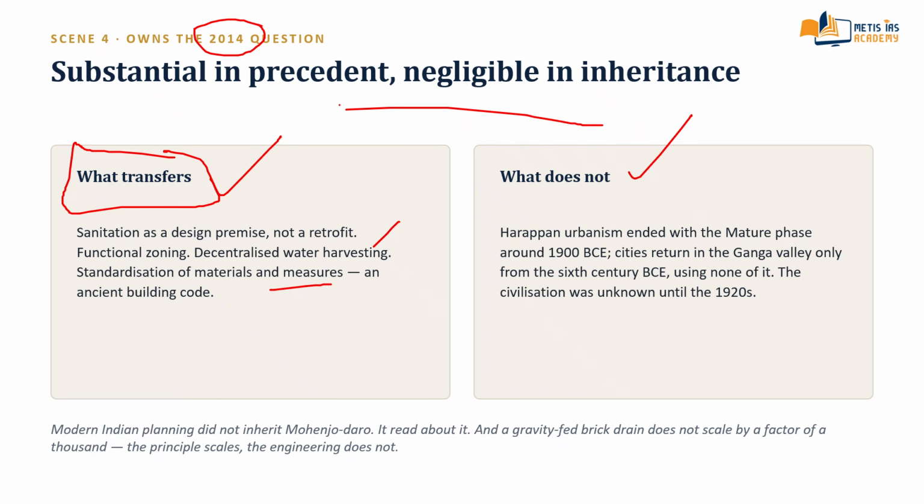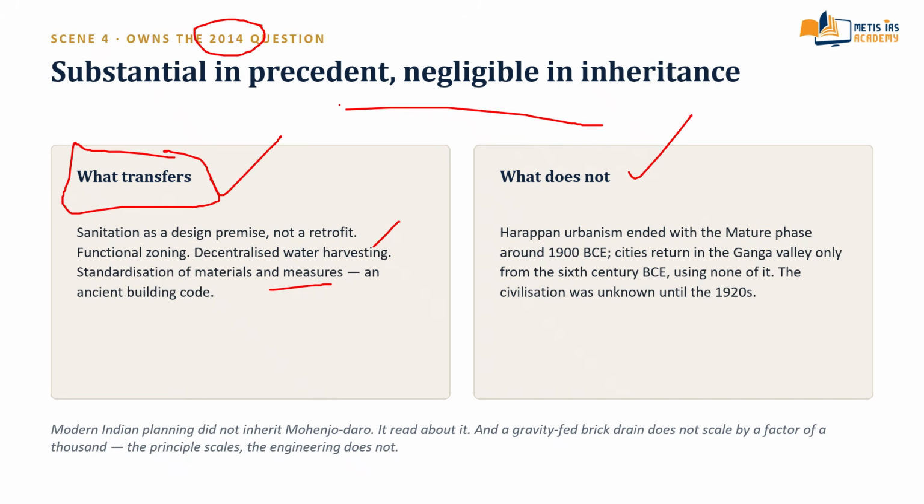Harappan urbanism collapsed and urban life on the subcontinent did not resume for well over a millennium. Measure it from the mature phase, which ends around 1900 BCE. The de-urbanized late Harappan runs on for centuries after it. And cities return in the Ganga Valley only from around the 6th century BCE. And when cities did return, they did not use Harappan grid planning, Harappan brick standards or Harappan drainage. There is no chain of transmission.